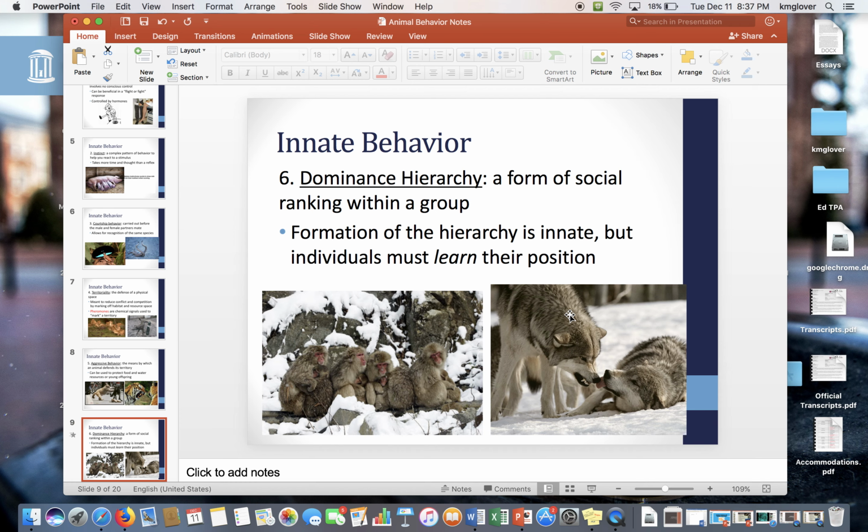So please flip the page. We are going to talk about a dominance hierarchy. All right, so dominance and hierarchy. Someone is dominant. Someone is the top. They are the best. They are the one. They are the queen bee. A hierarchy just means it's a social ranking. So basically, this is a social ranking between individuals.